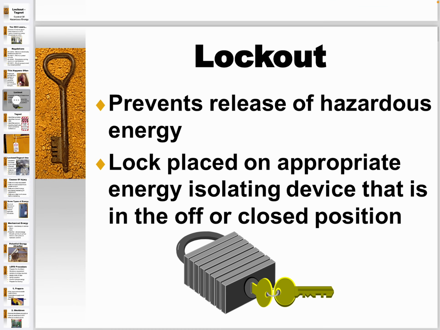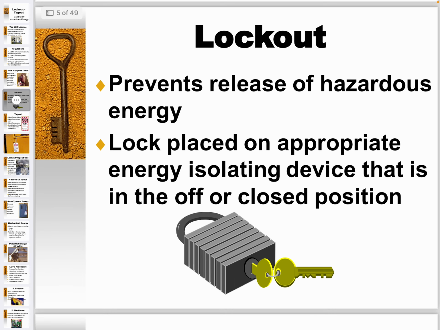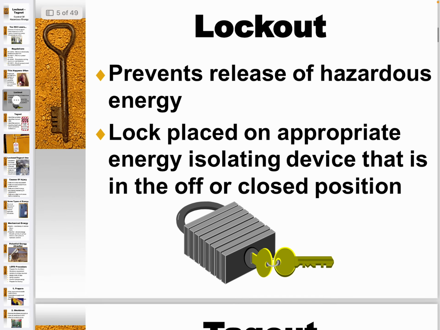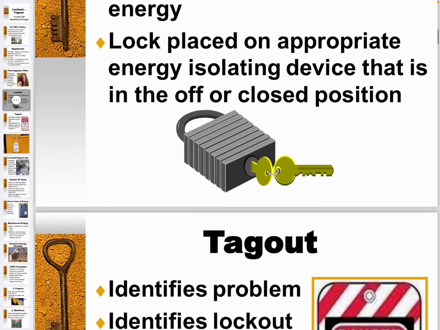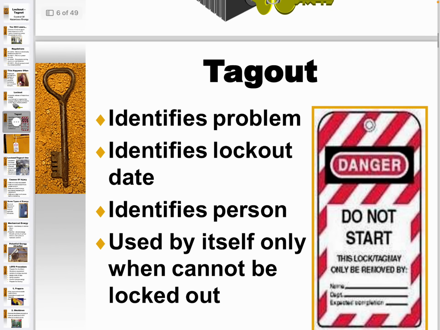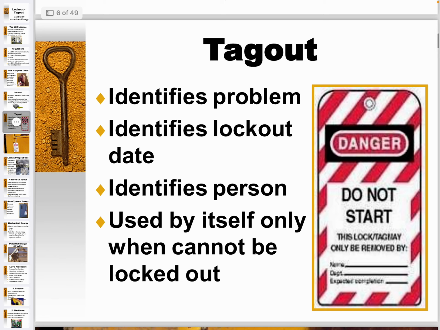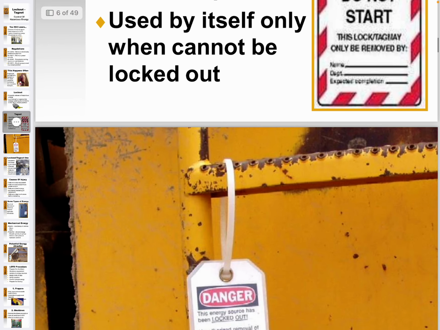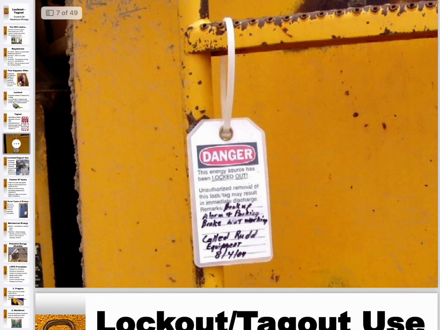Lockout prevents release of hazardous energy, lock placed on the appropriate energy isolating device that is in the off or closed position, or tag out. Identify the problems, identify the lockout date, identify the person. Use it by itself only when you cannot lockout. This is the tag out tag.